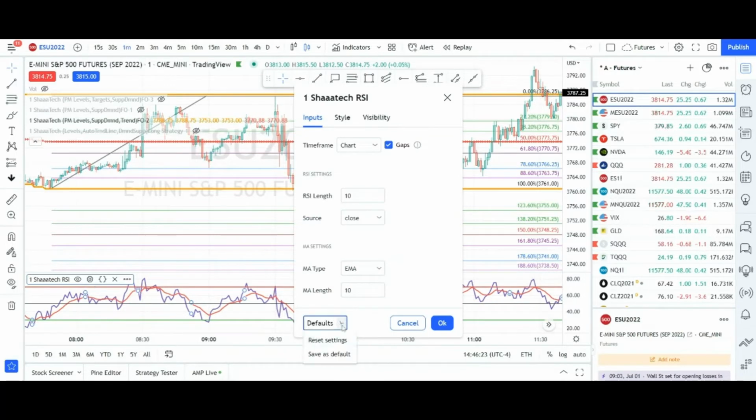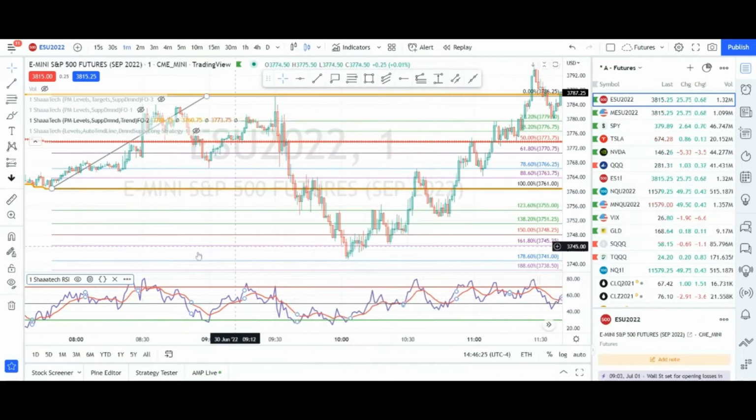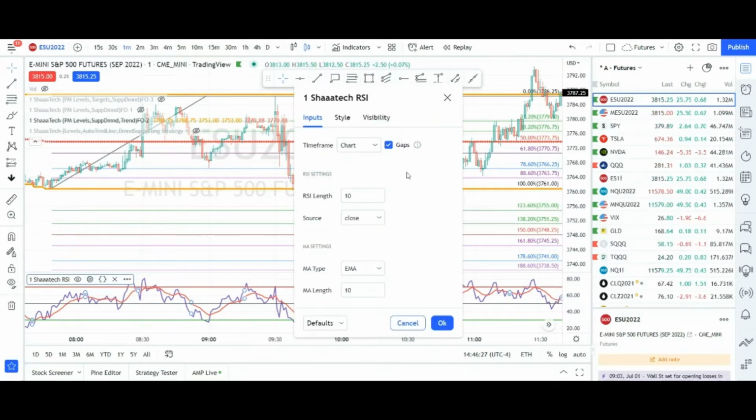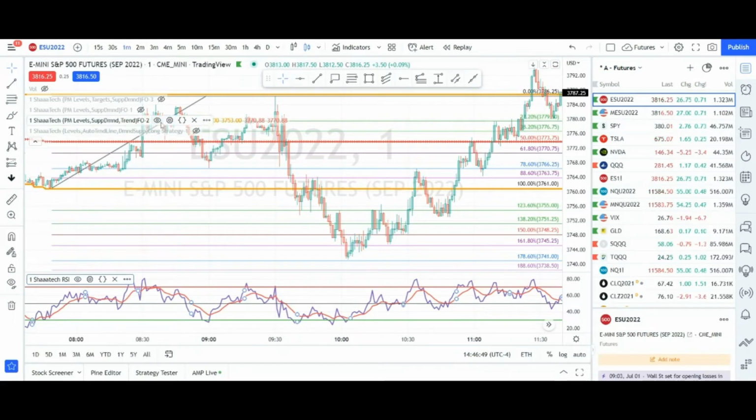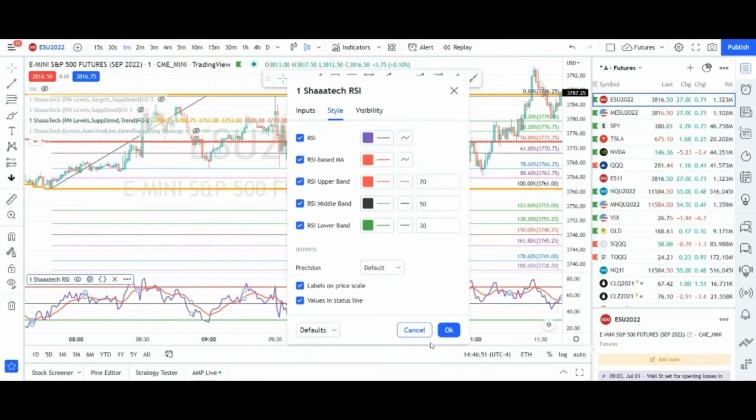So I can save as default, and then you can see the settings. Time frame should be as per the chart, it will change as per the chart. RSI length is 10, the moving average length is 10, and the rest is just color settings. My levels are 70 and 30. Other people can put 60 and 40 or 75 and 25, but these are my levels.